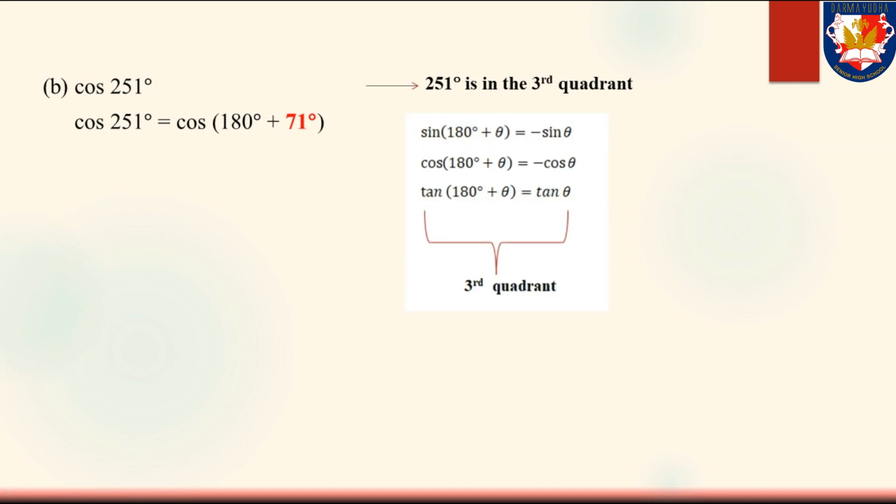For part B, cosine 251 degree. Remember that 251 degree is in the third quadrant. Since cosine 251 degree equals cosine of 180 degree plus 71 degree, here are the formulas applied in the third quadrant. We will choose this formula. So based on this formula, we will have negative cosine 71 degree. Remember, 71 degree is now an acute angle.